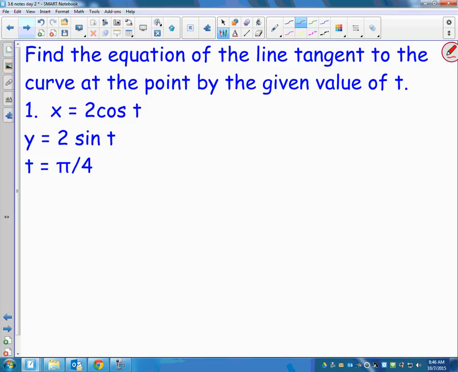But if I wanted you to do this without a calculator, I would want you to find a tangent line. What do you need to find a tangent line? We need a derivative because we need a slope. So we need a derivative.